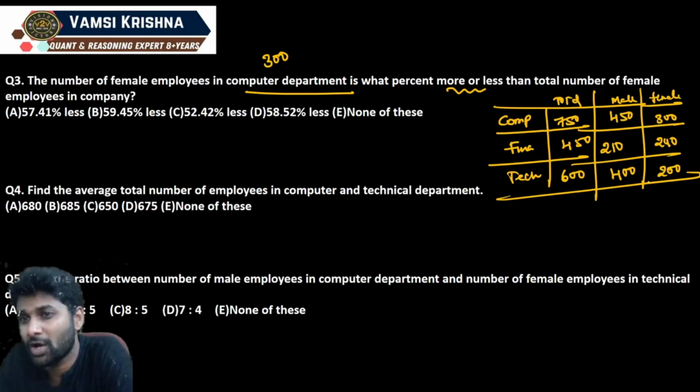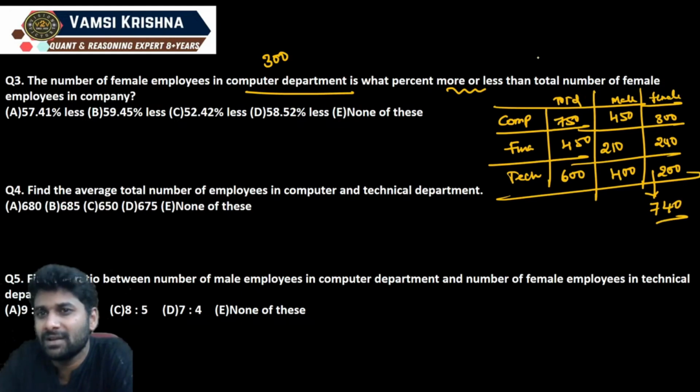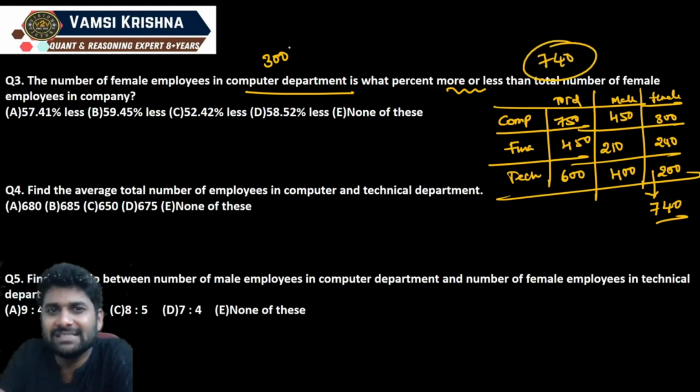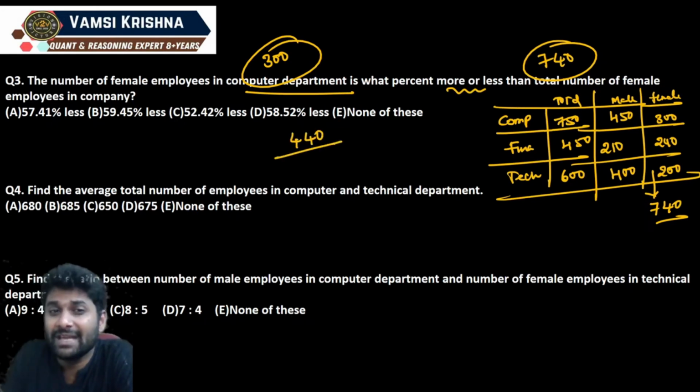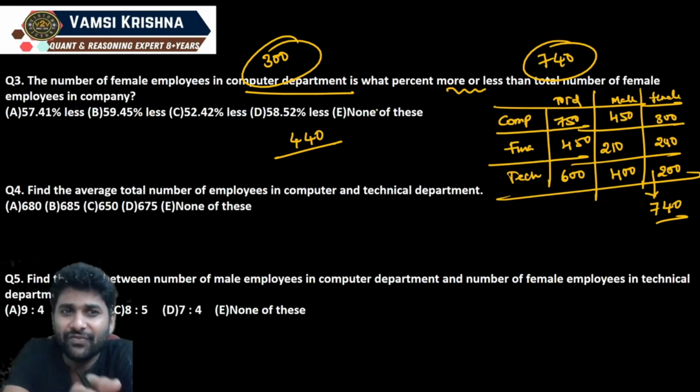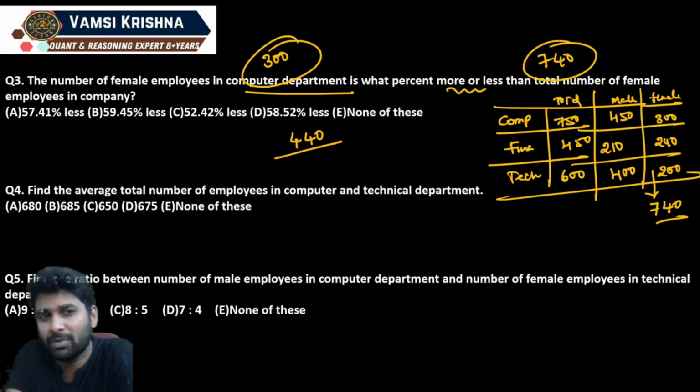Guys, first identify how many female employees are there in the company. It's 300, 200, 500, it's 740, guys. So definitely here the answer is less. 300 is less than 740 by how many units? 440 units less. Now they clearly mentioned that first female employees is compared with the total number of female employees. Guys, comparison is always with the denominator. Here denominator is 740.